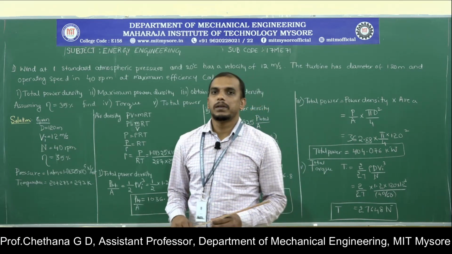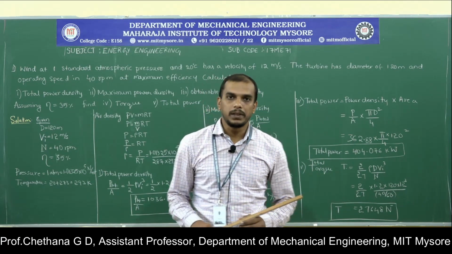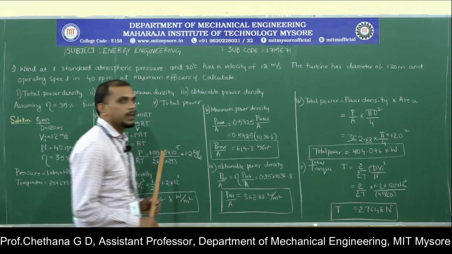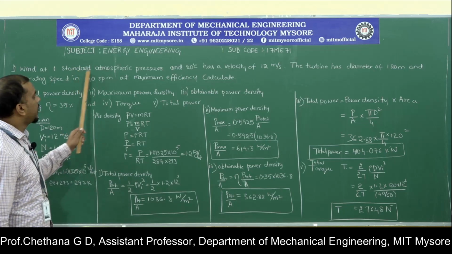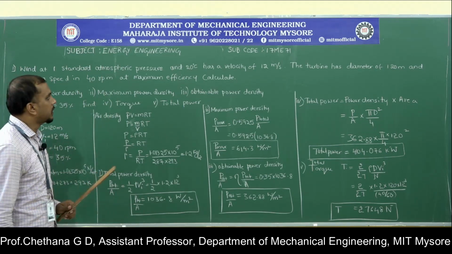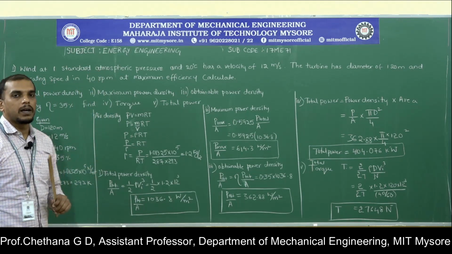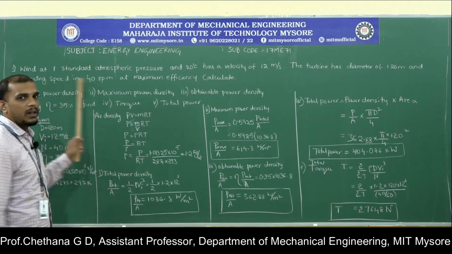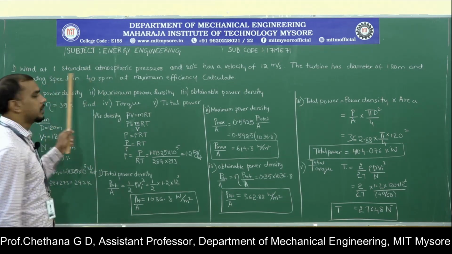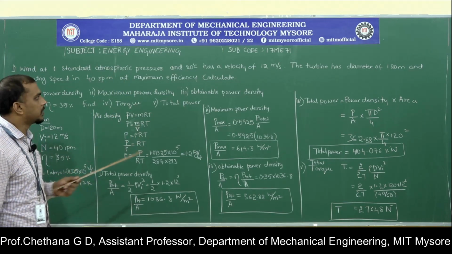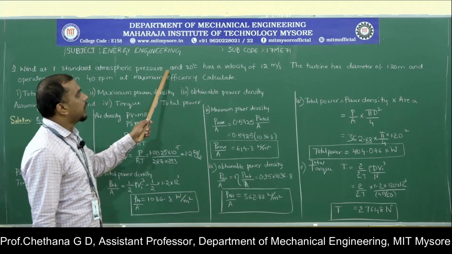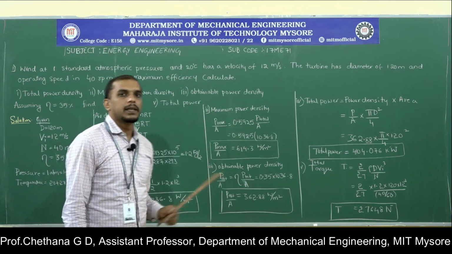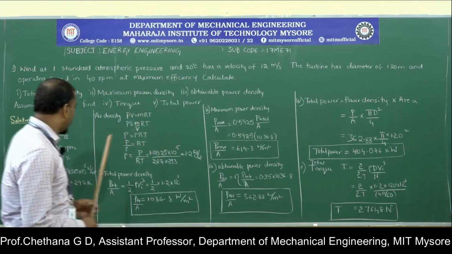Today we are solving problems on wind energy. So let us take up the first problem. Wind at 1 standard atmospheric pressure is given. Of course, all the wind turbines will have atmospheric pressure because they operate in the atmosphere only. And 20 degrees centigrade, he has given you the temperature as well.